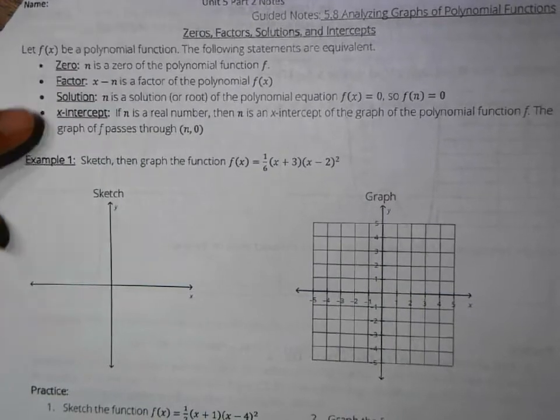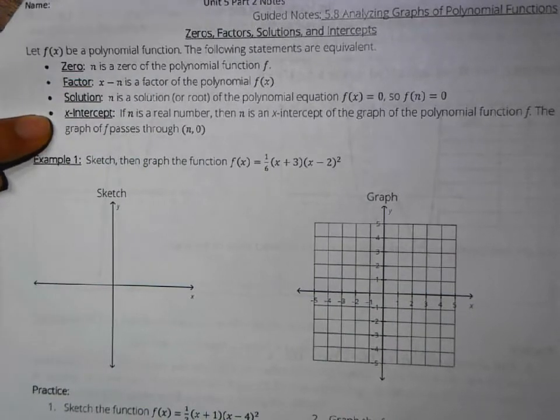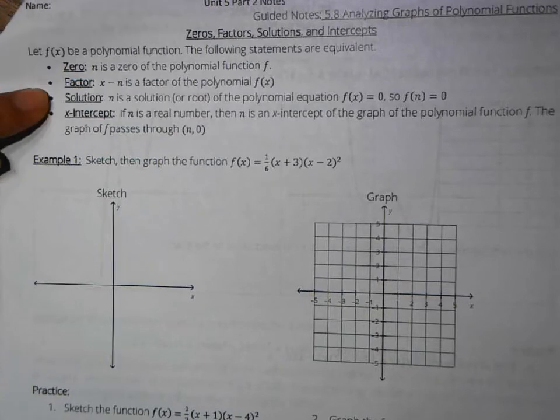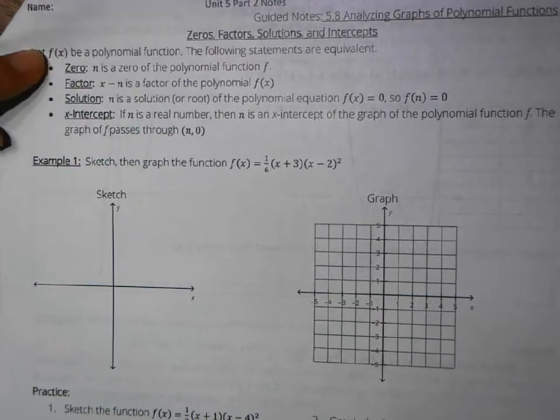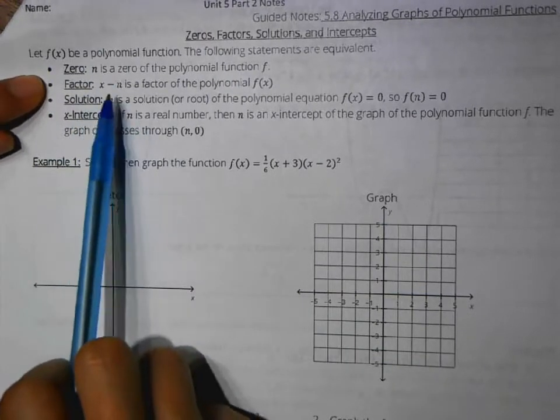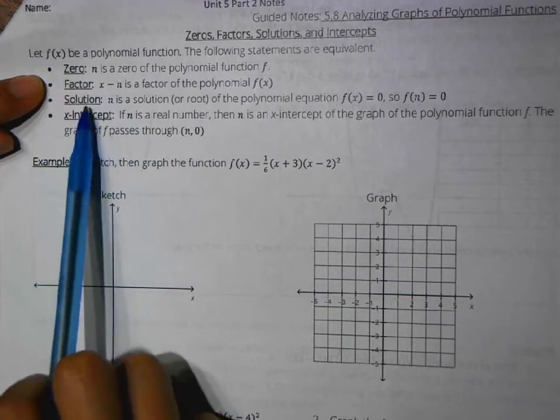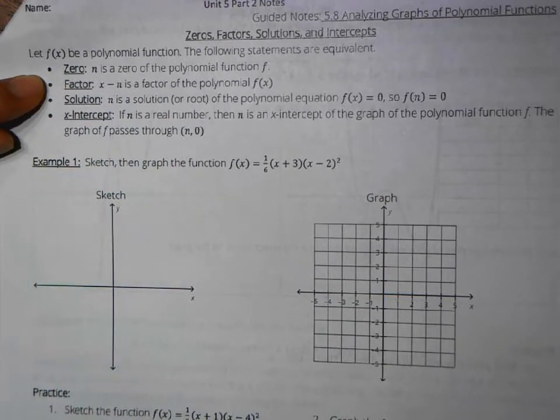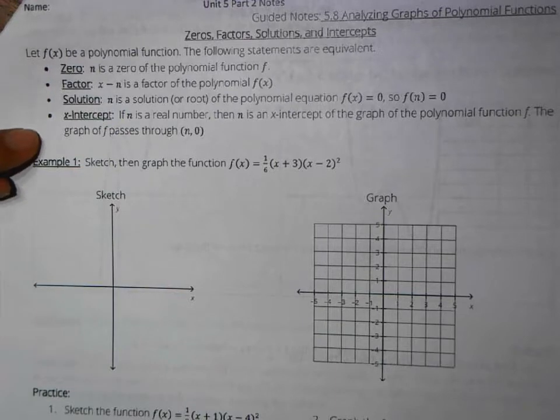Zeros, solutions, and x-intercept are the same thing. When you're trying to find a solution, you're trying to find the zeros or the x-intercept of a graph. A factor is taking your zeros or your solutions and x-intercept and rewriting it so that it becomes a factor. It is the step before you get to the zeros. So let's take a look.